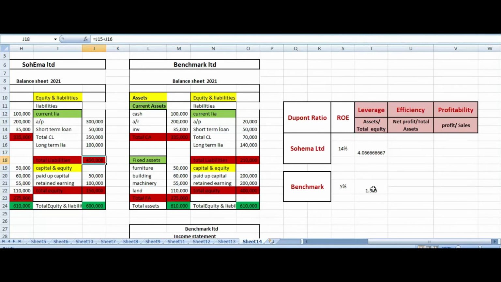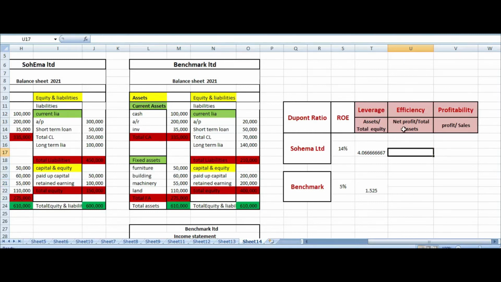So let's calculate the efficiency ratio. The efficiency ratio will tell us how much a company has earned through utilizing its assets, whether this company has efficiently utilized its assets or not. We will try to see whether maybe the problem with the benchmark is that it hasn't utilized its assets efficiently. So how can we calculate the efficiency ratio?